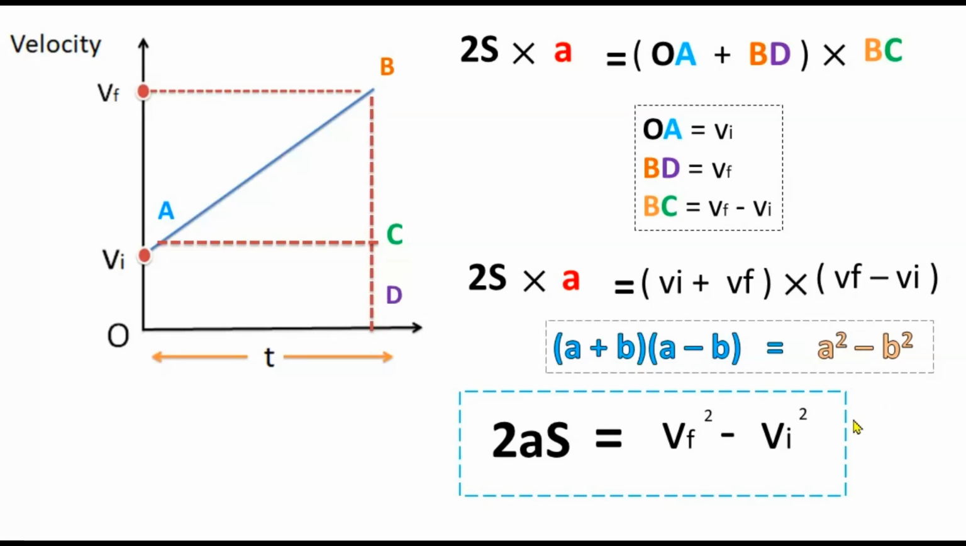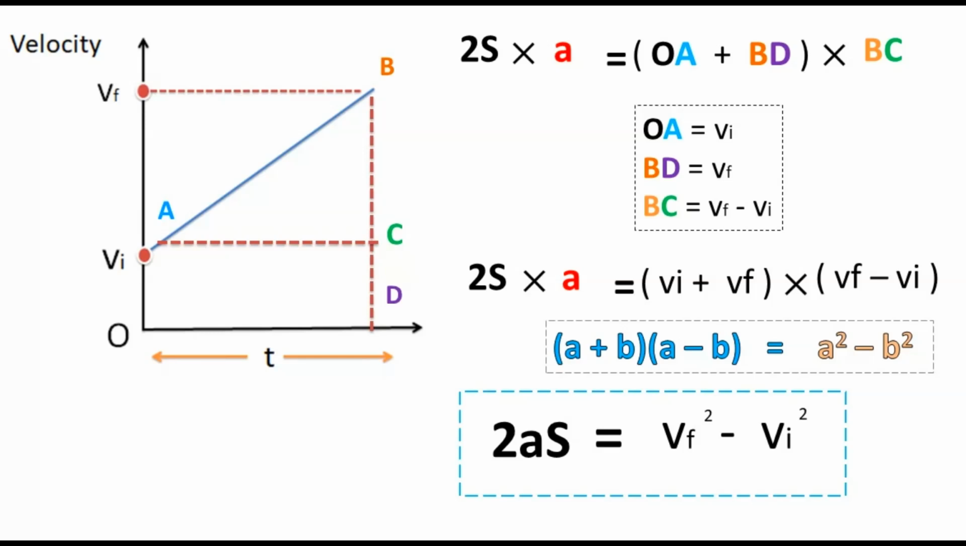And this is the third equation of motion. This equation relates initial velocity, final velocity, acceleration, and displacement s. And always remember that this equation is applied when the acceleration is constant. It means that the value of acceleration is always the same.